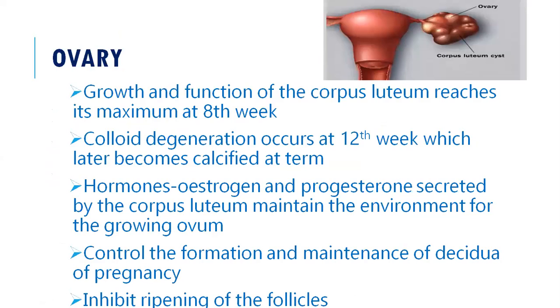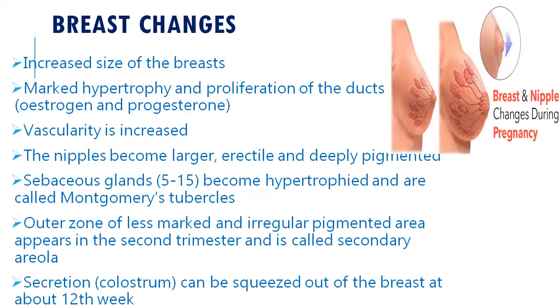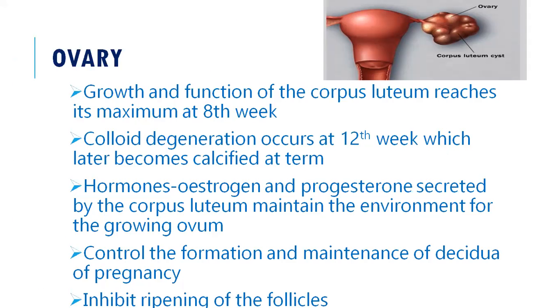So growth and function of the corpus luteum reaches its maximum at the 8th week. There is colloid degeneration at the 12th week, which later becomes calcified at term. The hormones estrogen and progesterone of the corpus luteum maintain the environment of the growing ovum, control the formation and maintenance of decidua in pregnancy, and inhibit the ripening of the rest of the follicles.